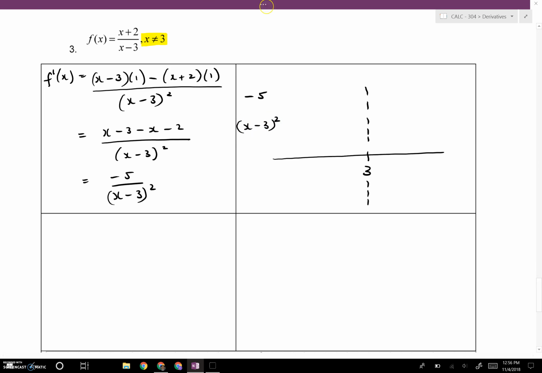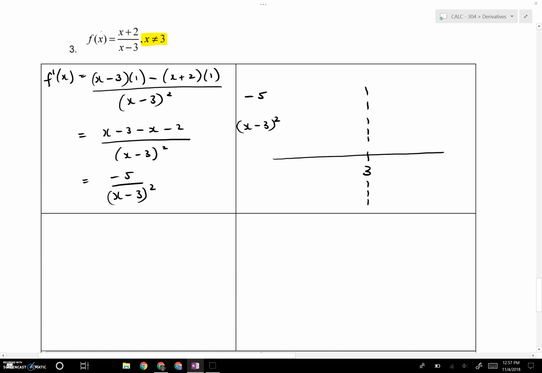Well, let's look at the negative number, -5. Negative times whatever is still going to be negative. And if I take a number and I square it, that number is always going to be positive. So it doesn't matter what number I put in there. So this is both going to be negative before the 3 and after the 3. So it's going down and then down again.